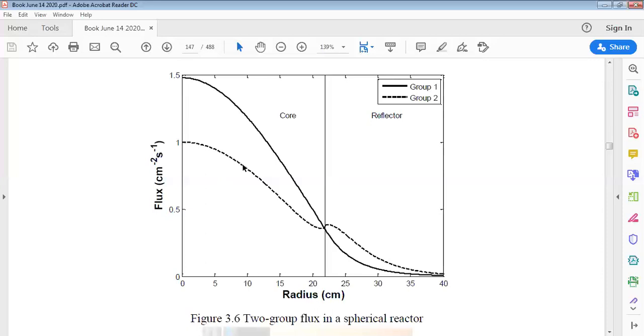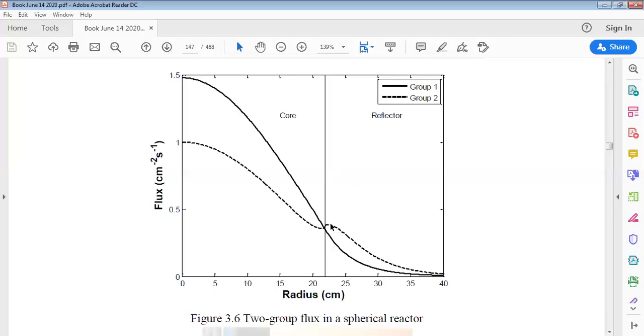So the thermal flux is coming down, down, down, down, but it looks over here at the boundary and some of them start coming back. So notice that there was a negative gradient, which means a positive direction of current. So the current is that way. But when you have a positive direction of gradient, then you have a negative current. So you've got some neutrons being reflected, you see? So this is called reflection. And that's why this is called a reflector.